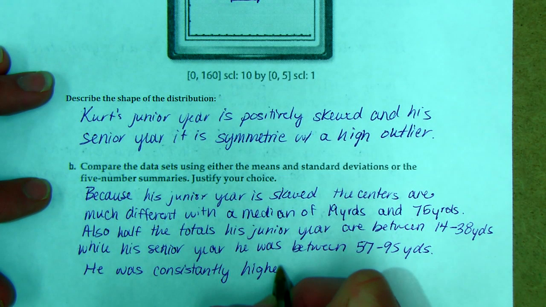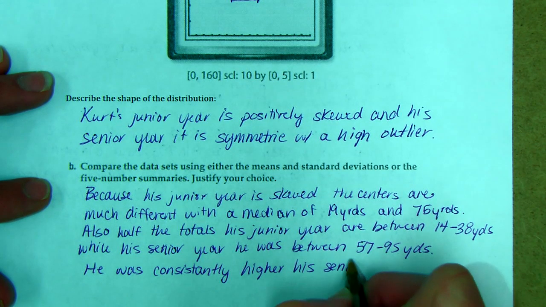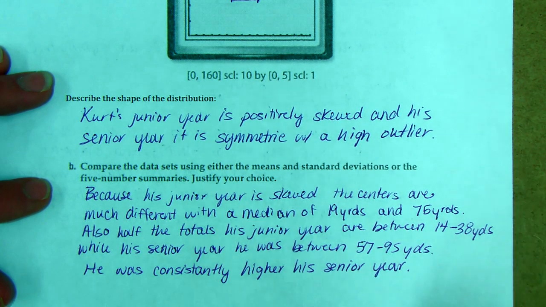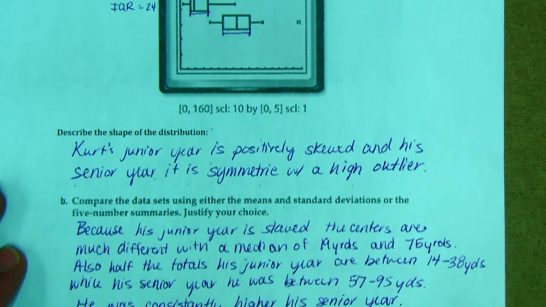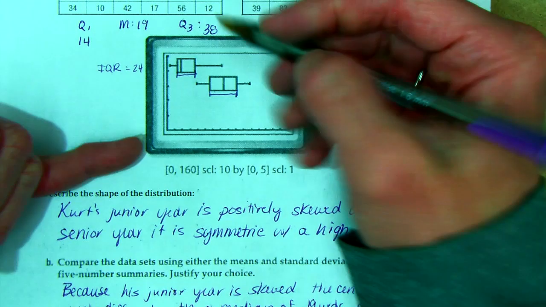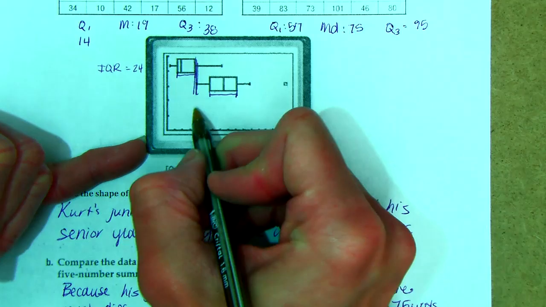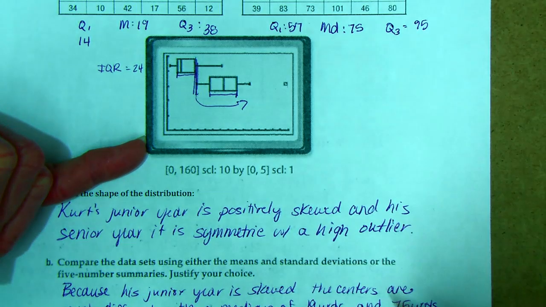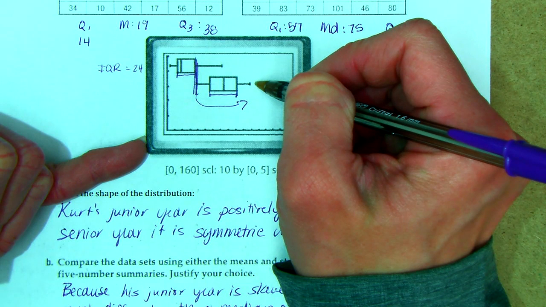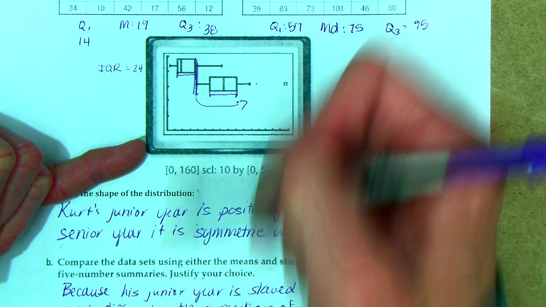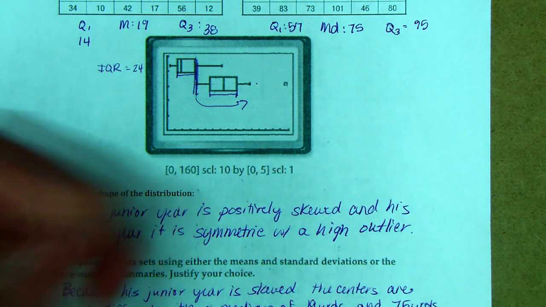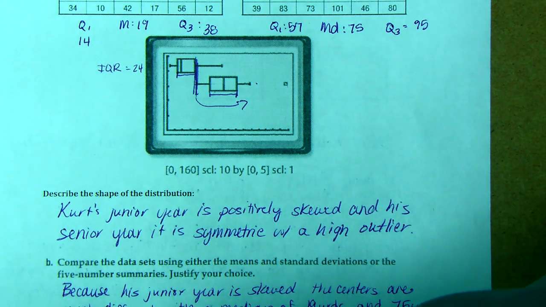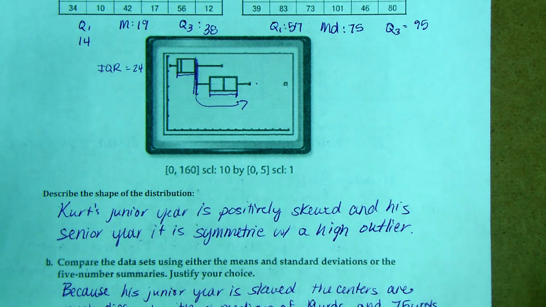There are so many things you could talk about. Those are just a couple. Another time I looked at this and I was like, well, look here. Do you see how the entire second year, all of his yard totals are above the third quartile of the first year? And so I actually said something earlier, that all of his yard totals for his senior year were higher than 3/4 of his yard totals his junior year. There's just so many things you could talk about, so many things you could use to compare them.